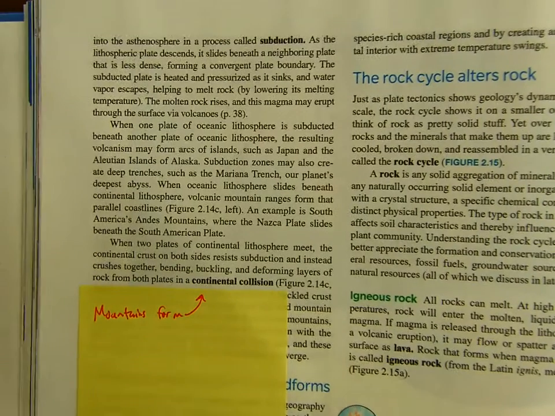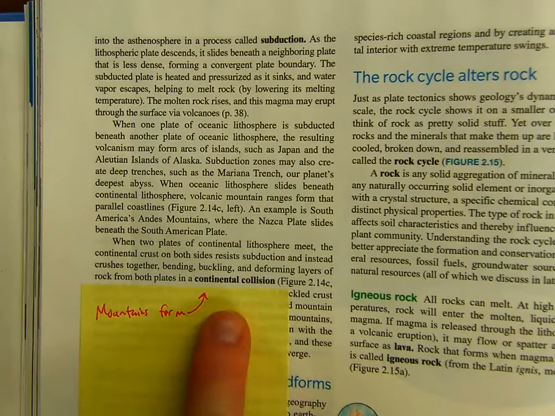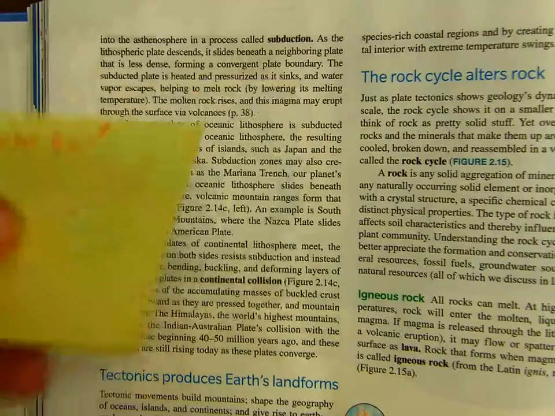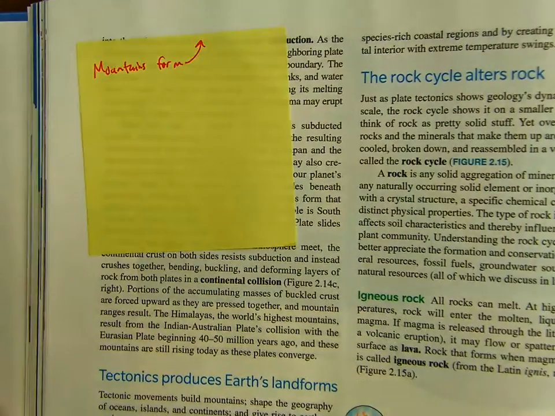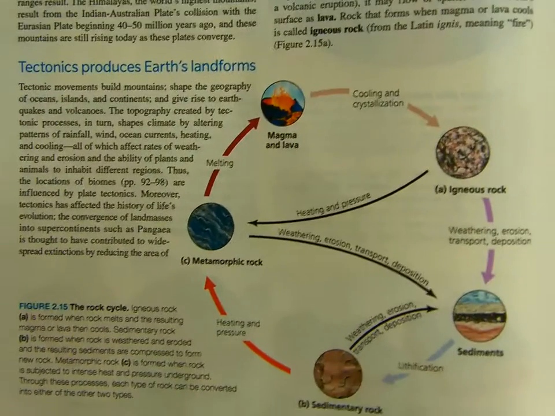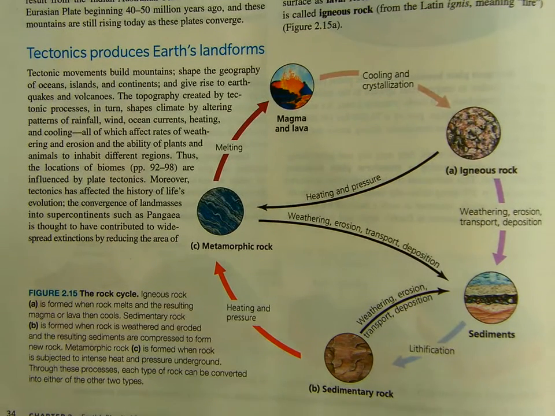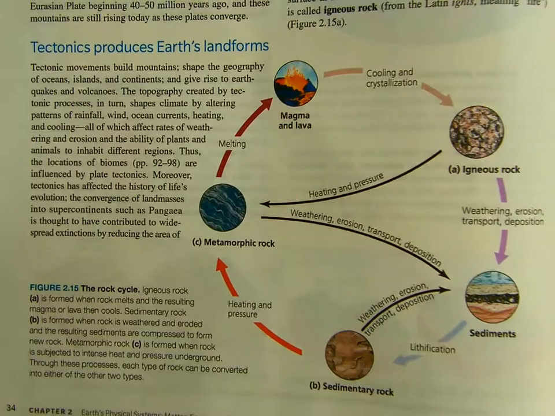Page 34. All I wrote there was simply mountains form. That's that continental collision I was just describing. Now, one of the things, I'm actually going to move this. Let's move it up there. One of the things, I like this diagram right here a lot, because all the different rocks all come from magma.